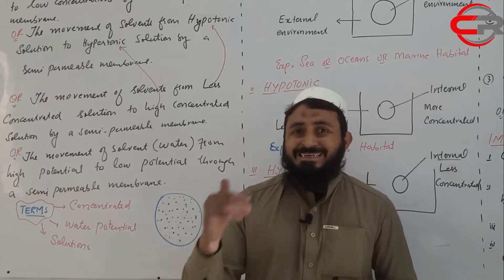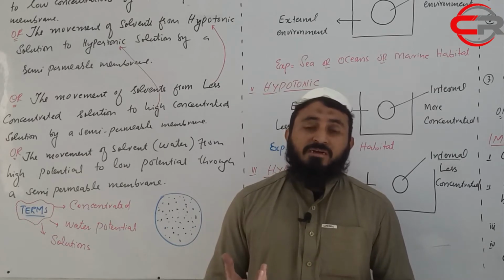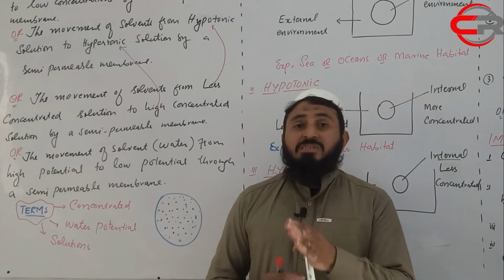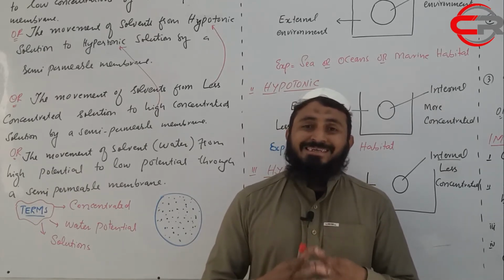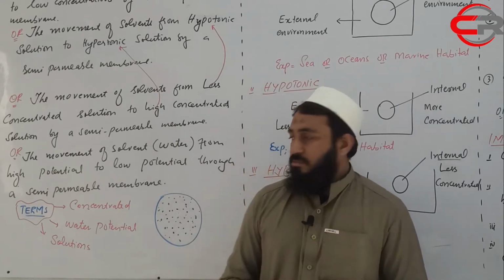So potential means tendency to flow. If water is in pure form, in distilled form, we can say that its tendency to flow from high concentration to low concentration is very high. Therefore, it is considered as zero. Nothing extra is present inside this water.